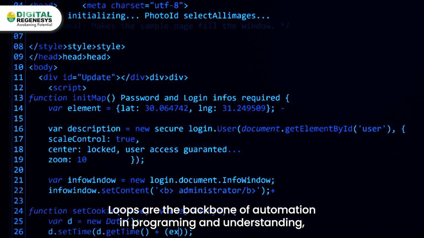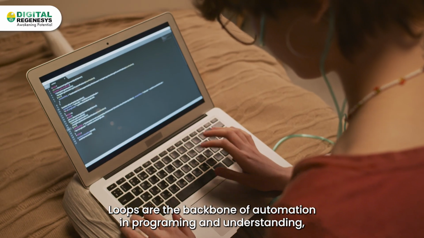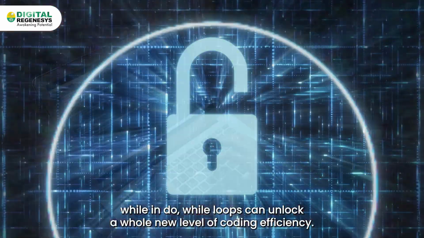Loops are the backbone of automation in programming, and understanding while and do-while loops can unlock a whole new level of coding efficiency.